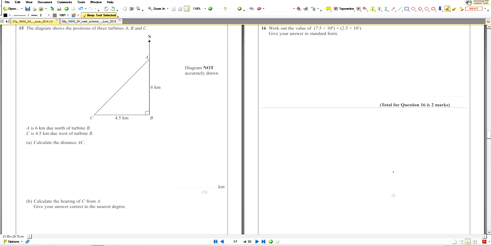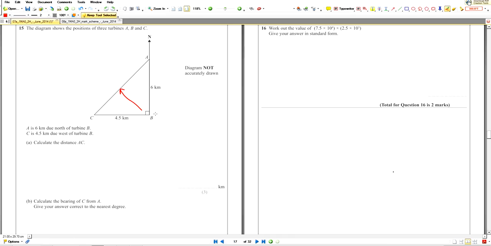Okay, question number 15. The diagram shows the position of 3 turbines A, B, and C. A is 6.6 kilometers due north and that one's due west. Calculate the distance AC. Now, we have a right angle triangle of which, what side don't we know?